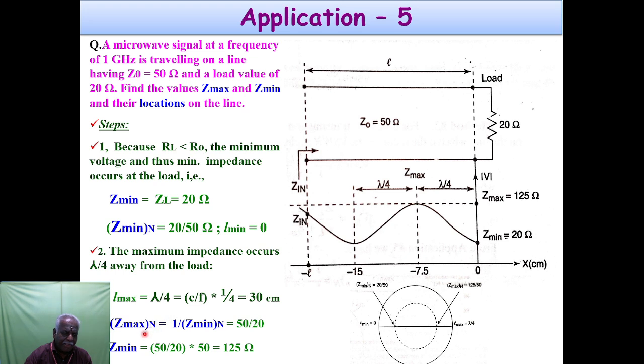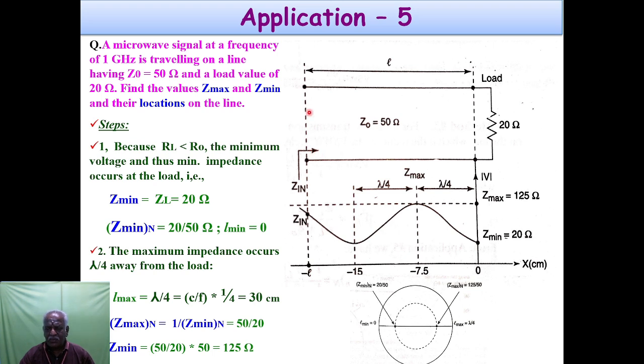So Z maximum normalized is equal to 1 by Z minimum normalized. Just take the reciprocal, they are 180 degrees out of phase, therefore you take the reciprocal of this one. 1 by Z minimum normalized is equal to 50 by 20. So Z maximum is to be multiplied by 50 again, therefore you will get 125 ohms. So the Z maximum value is determined and its position is also determined, then the Z minimum value is also given and its position is also determined.